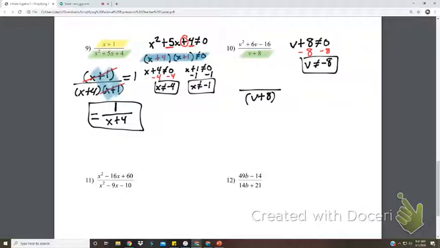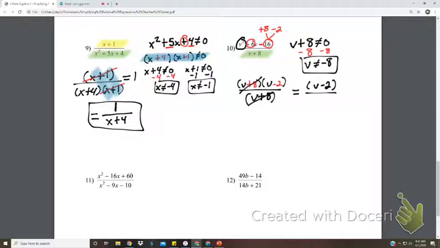And in the numerator, we're going to take the v squared. We're going to split that up into v times v. And factors of 16 that need to subtract and equal 6, I'm going to go with positive 8 minus 2. I'm going to look for the same thing that could divide out. So v plus 8 and v plus 8 would divide out, leaving us with v minus 2.